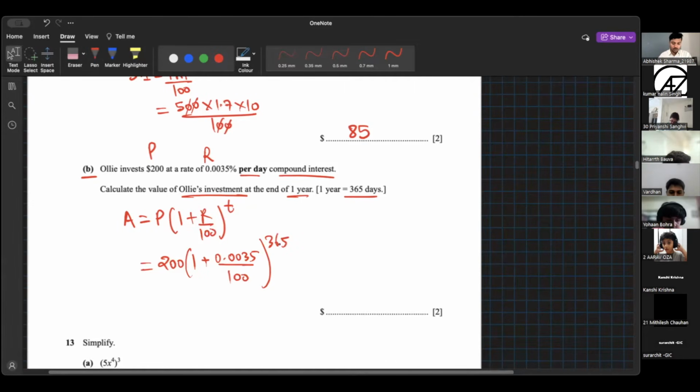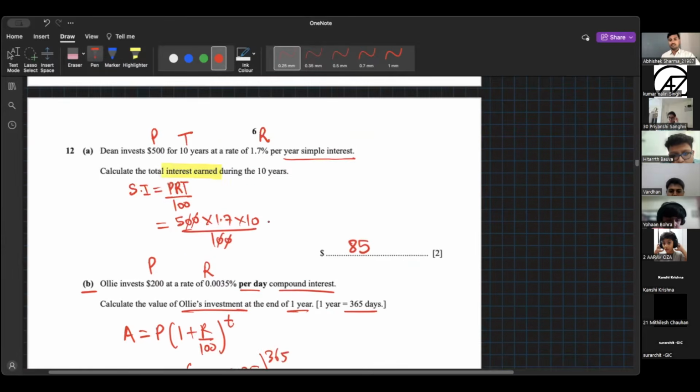So 200 brackets 1 plus 0.0035 divided by 100, whole raised to 365, and the answer is 202.57. So this is the answer. Is this clear? 3SF you can write. This is the exact amount.